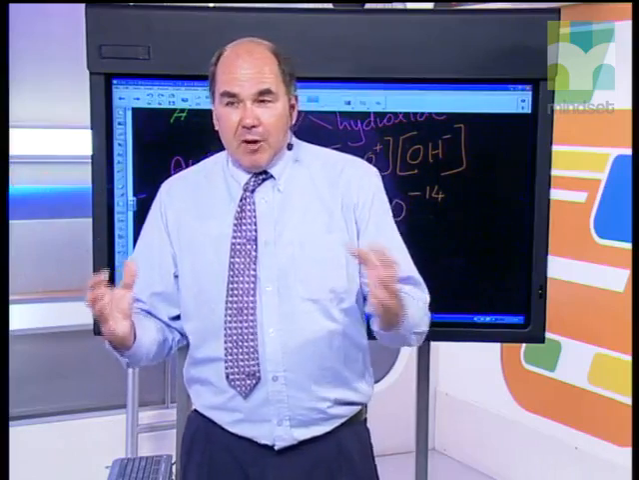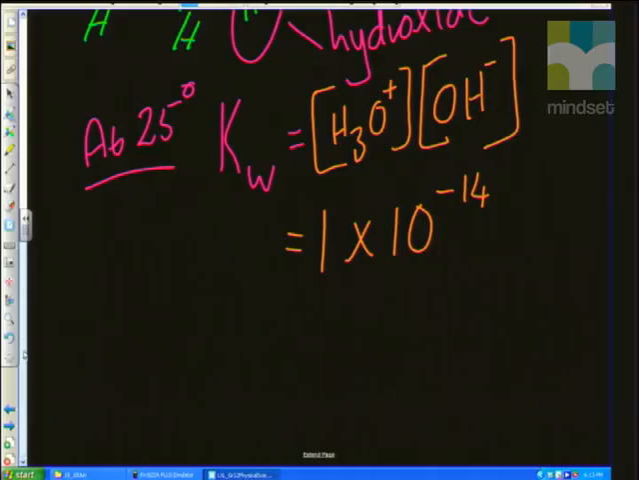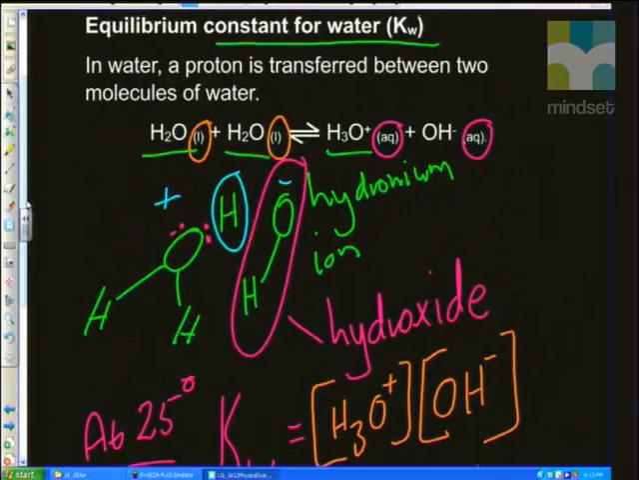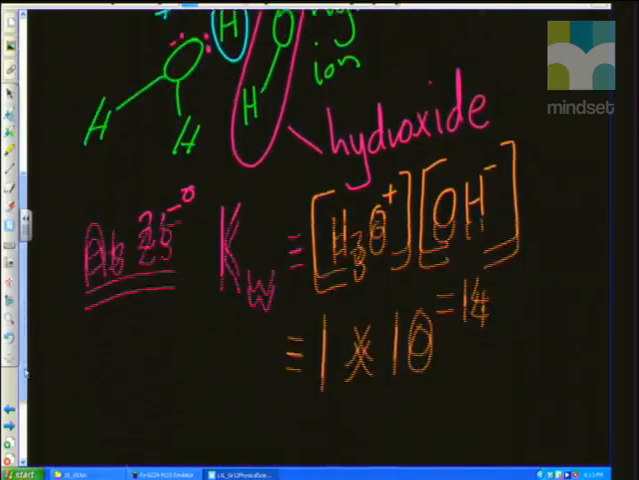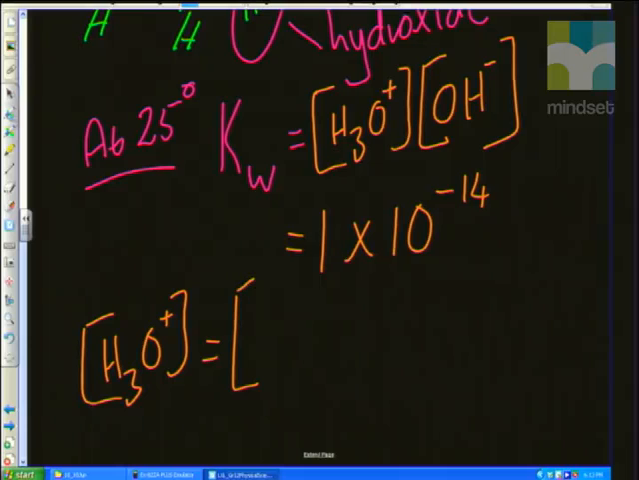Okay? Now, what we need to recognize is that if we look at the formula or at the chemical equation, for every 1 mole of that, there's 1 mole of that. So in a sample of pure water, what we can say is that the concentration of the hydronium is equal to the concentration of the hydroxide. They're equal. And that shouldn't be surprising.